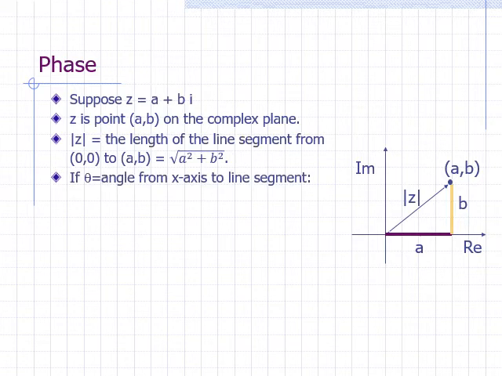Now consider the angle between the real axis and the line segment from the origin to point a, b. If we call this angle theta, it's easy to see that cosine of theta is a divided by the absolute value of z. So a is equal to the absolute value of z times cosine of theta. Similarly, it's easy to see that b is equal to the absolute value of z times the sine of theta.